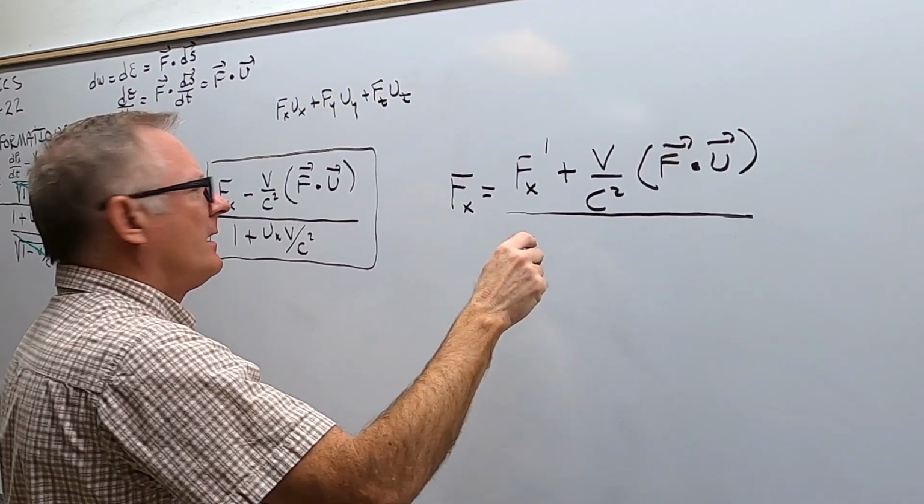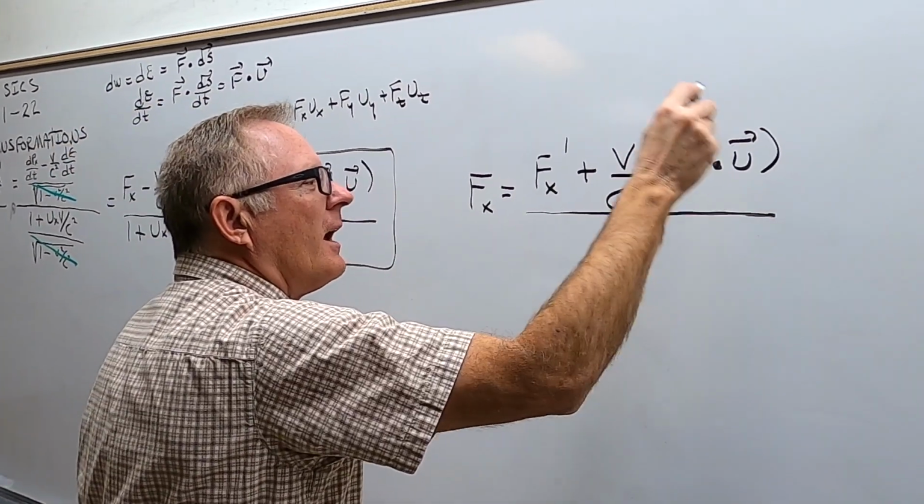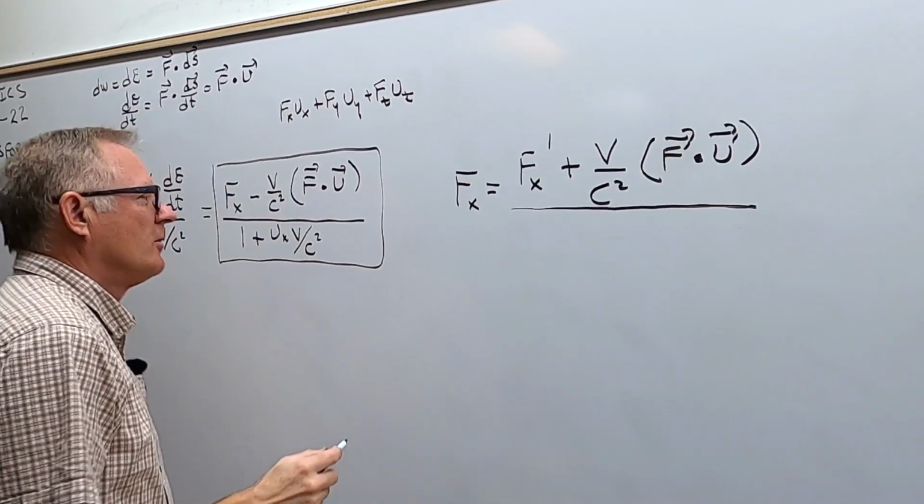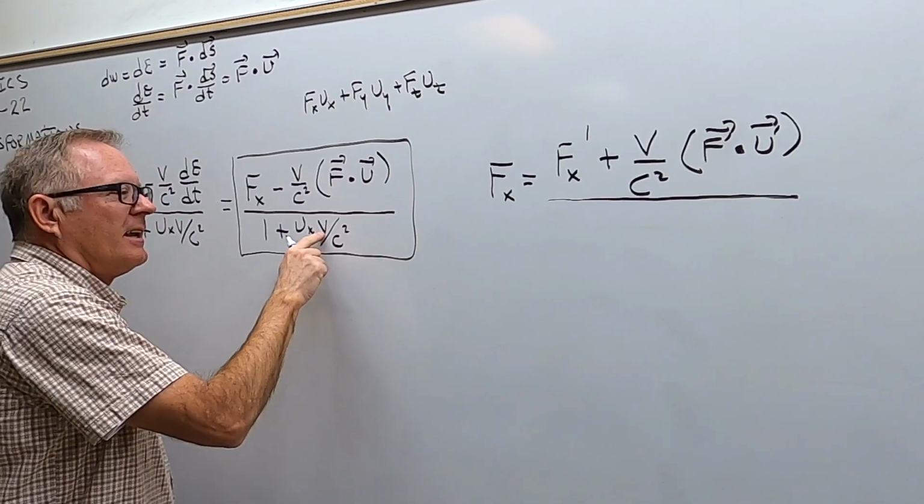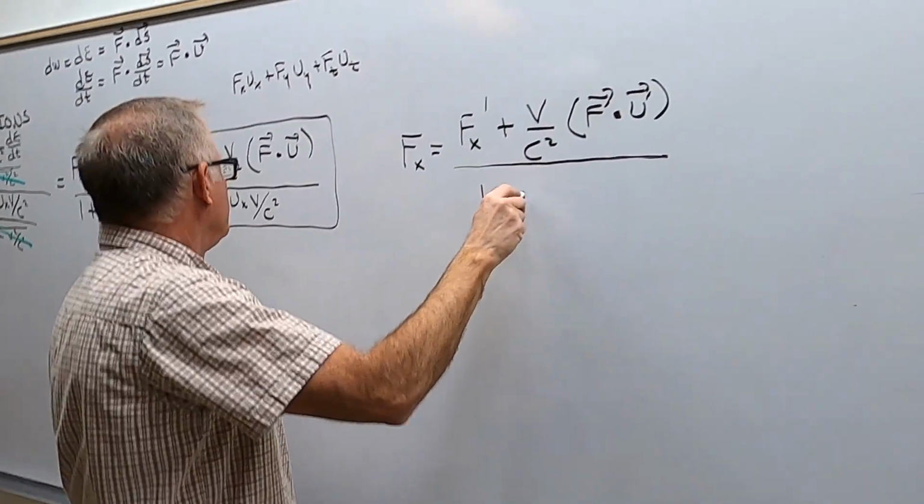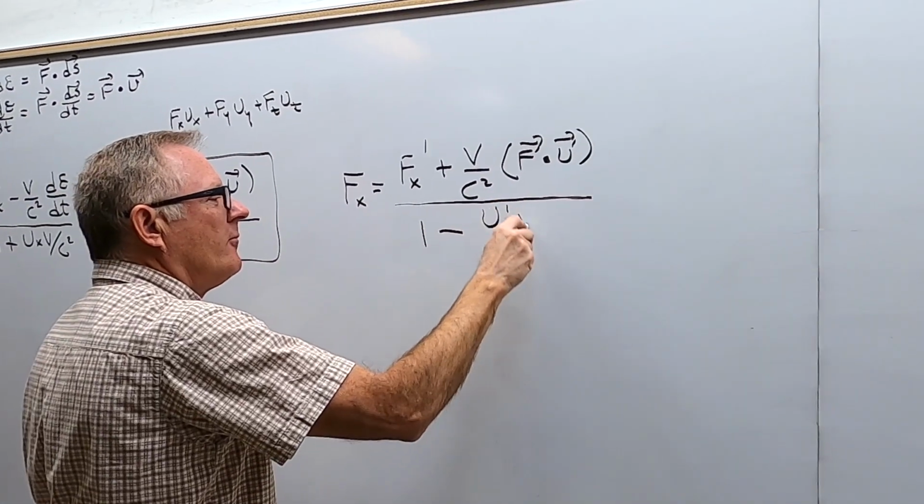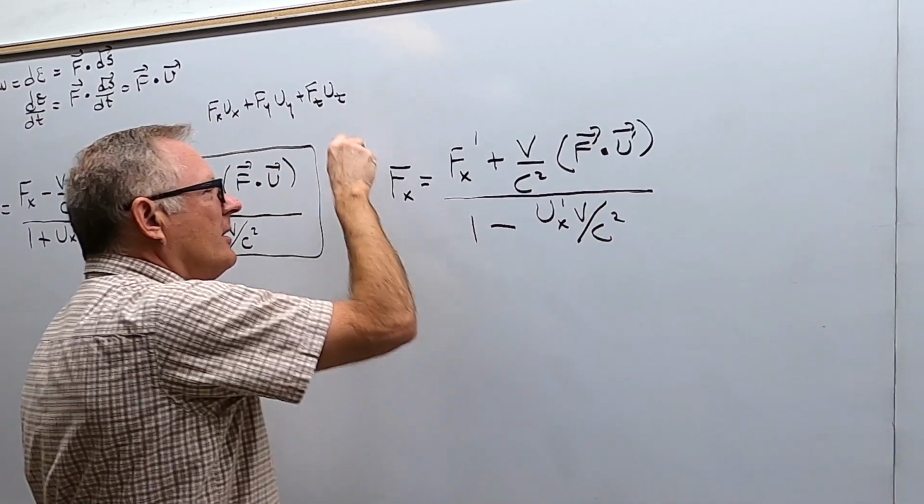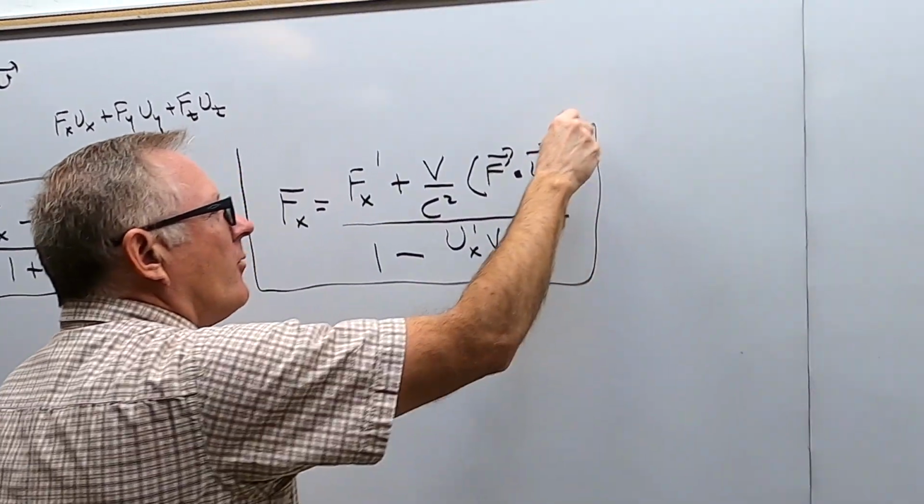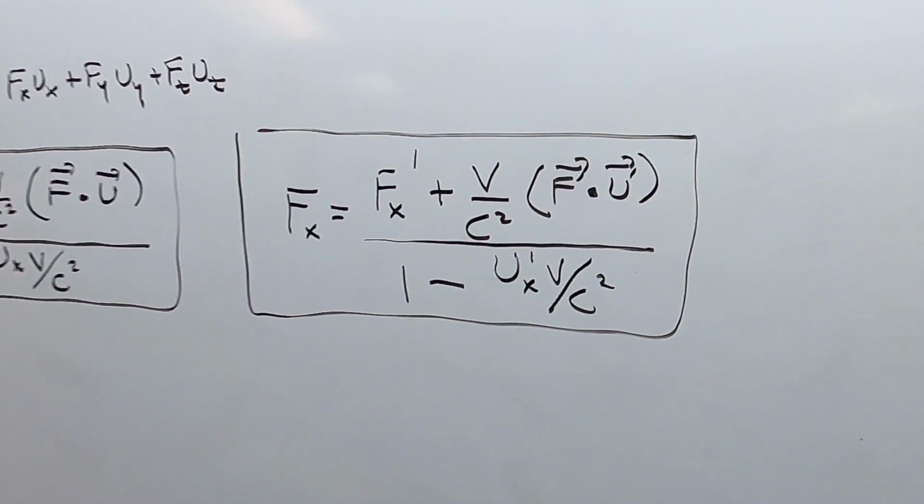Divided by F prime dot u prime. These are all primes over there. And then we change the sign of v. 1 minus ux prime v all over c squared. So there is the back and forth for the F and the x.